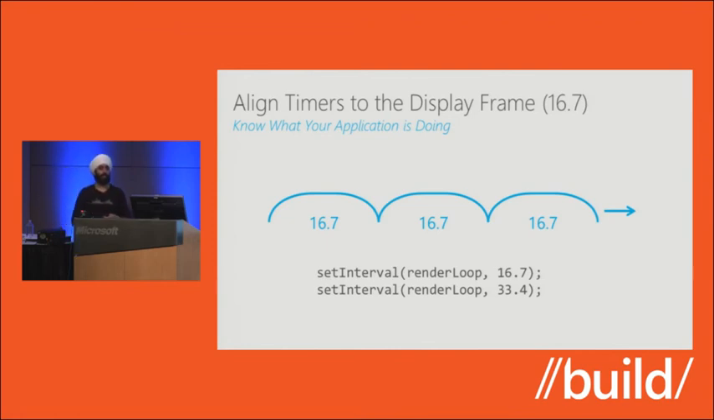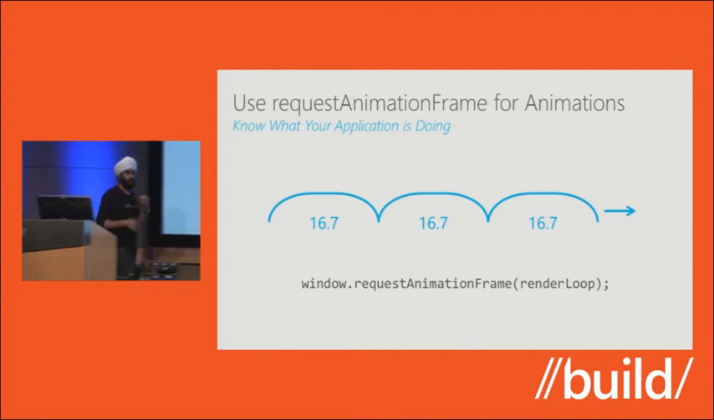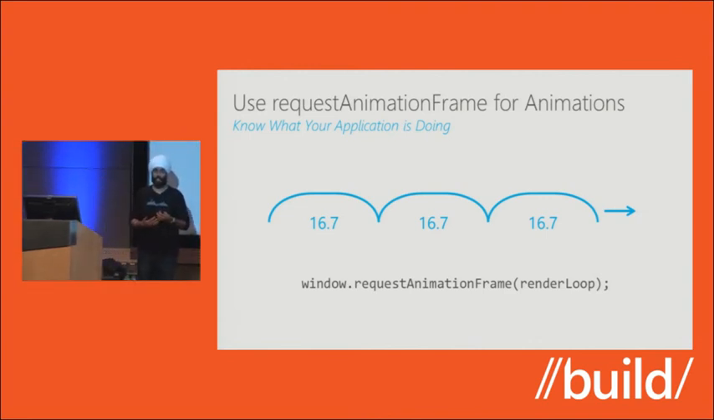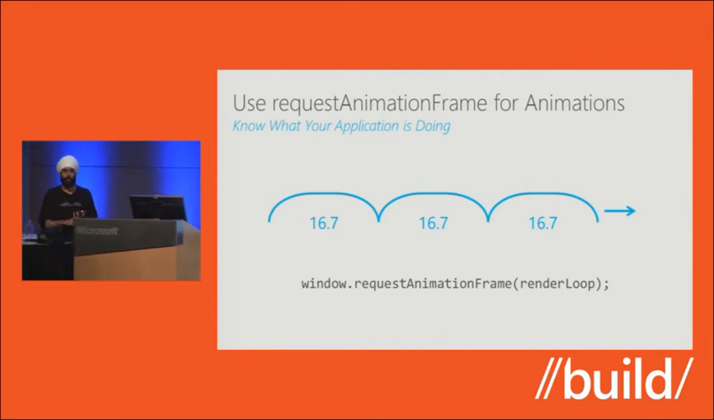An easy way to improve your performance is to look at all of your setIntervals and setTimeouts and just change them to 16.7. With Internet Explorer 10 and Windows 8 and all other modern browsers, as a matter of fact, you should use requestAnimationFrame to do your graphics work. And what this does is it just returns a callback when the browser is ready to paint. So you don't have to worry about specifying an interval or even worry about using timers.